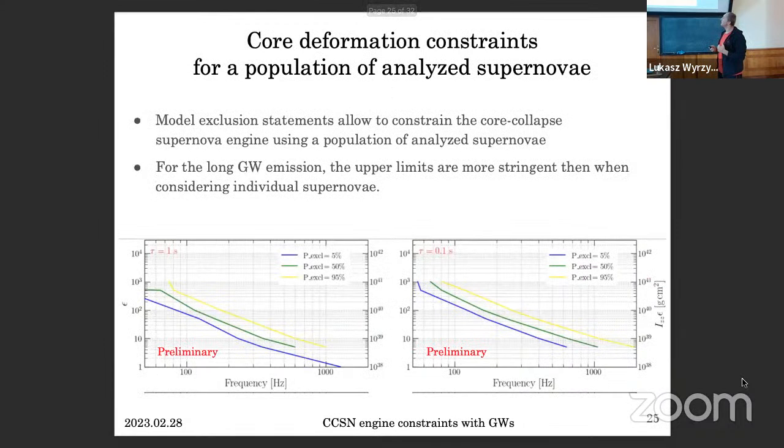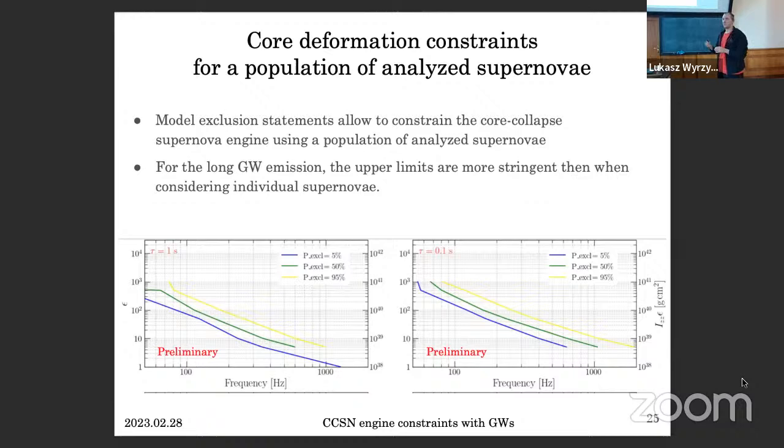if we look at the core deformations from all of this combined, then we can go even further, to smaller ellipticities. This shows that by observing more and more core collapse supernovae, more and more sources optically, we are capable of constraining the engine even further, and we can exclude them at different levels. And these are still preliminary results that we are checking.